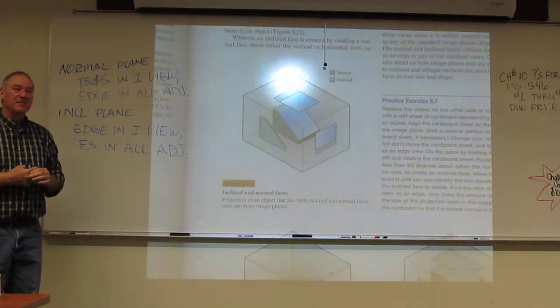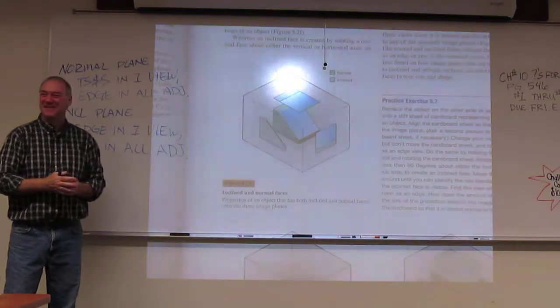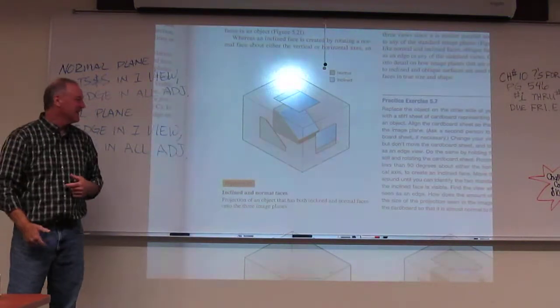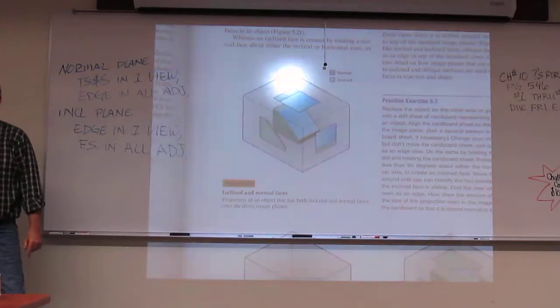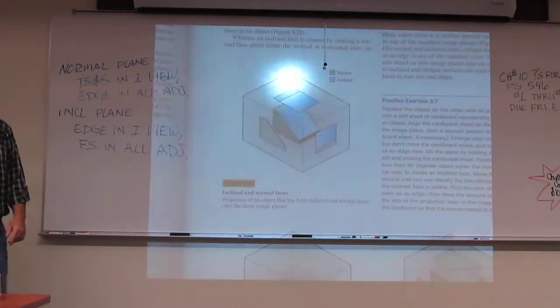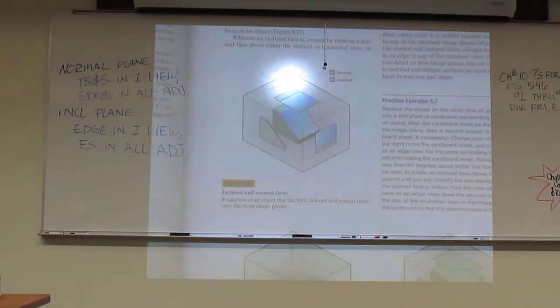There've been some smart people ahead of us. They've solved all this stuff for us. Now we just need to learn their techniques. So that's an inclined plane. The edge in one view, foreshortened in all adjacents, where you do not see a true size and shape.